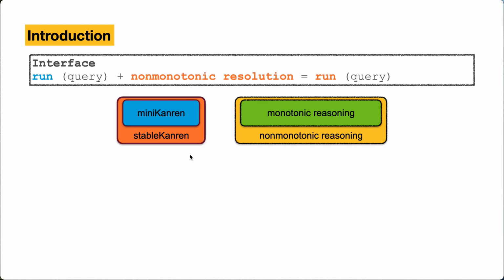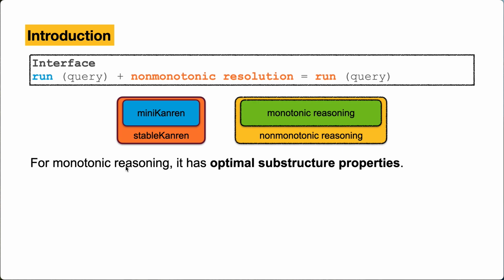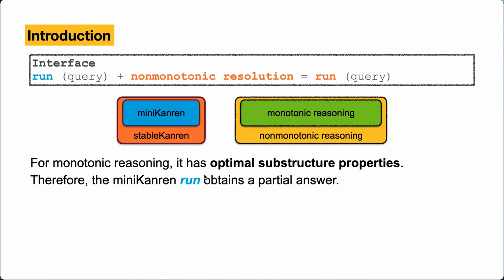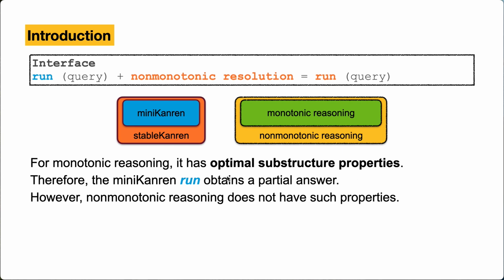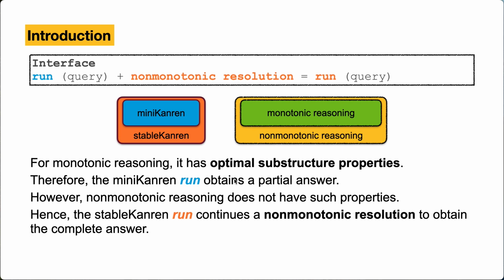So for the monotonic program in miniKanren, it has the optimal substructure property. Therefore, the miniKanren run will obtain the partial answers, and this partial answer is guaranteed to be part of the complete final answers. However, there is no such property, optimal substructure property, for non-monotonic reasoning programs. Hence, the stableKanren run continues the non-monotonic resolution to make sure this partial answer set is the complete answer.